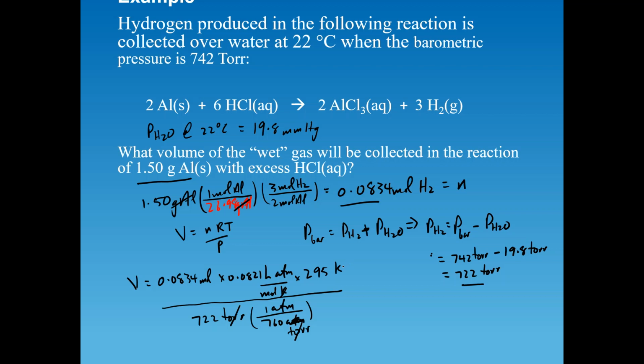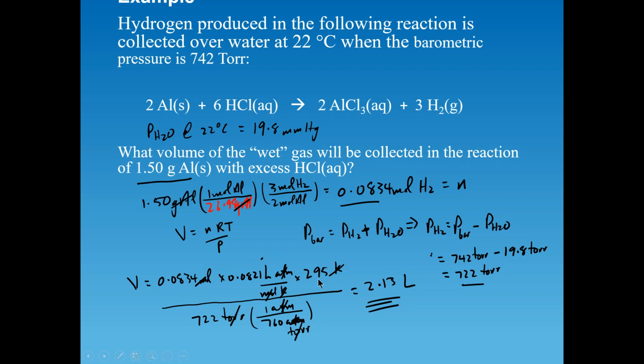The torr units will cancel out here and here. The Kelvin units will cancel out here and here. The mole units will cancel out here and here. And the atmosphere units will cancel out here and here. So the final units would be in liters. So let me do that calculation. So that's going to be 0.0834 times 0.0821 times 295 divided by 722 divided by 760. So according to my calculations, and you have to round off the answer here to 3 sig figs, this works out to be equal to 2.13 liters. So that's the final answer. All right.